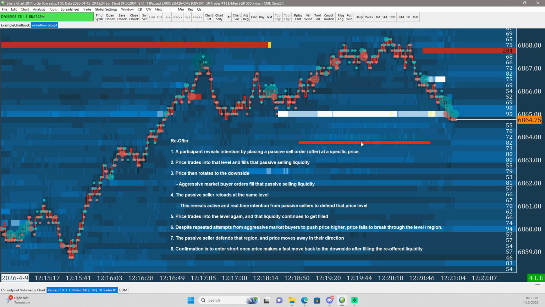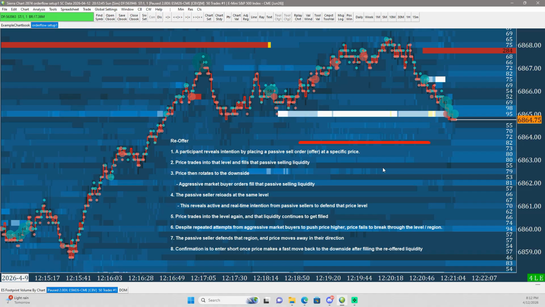6863.75, that's where this line is sitting right here, and we're going to see price break under this level to where reoffer activity is then going to occur. So before we replay this data, let's just go over the first few points so that you guys aren't overwhelmed when it comes to understanding what's going on.